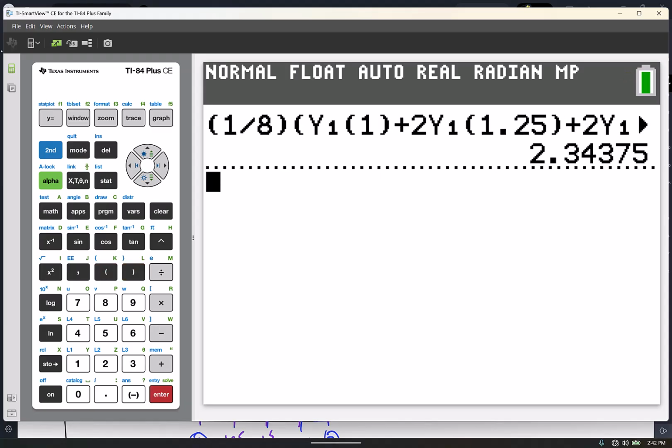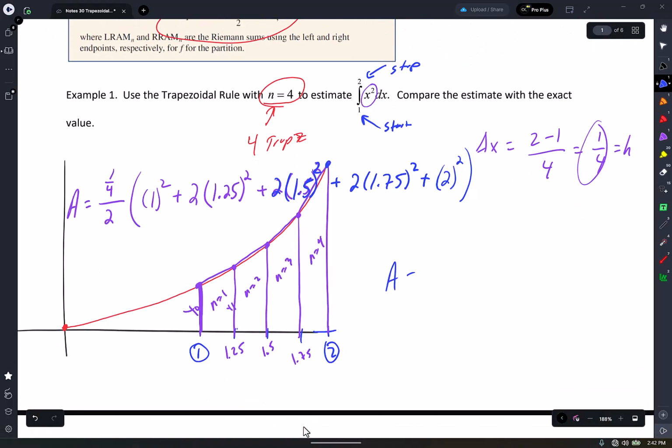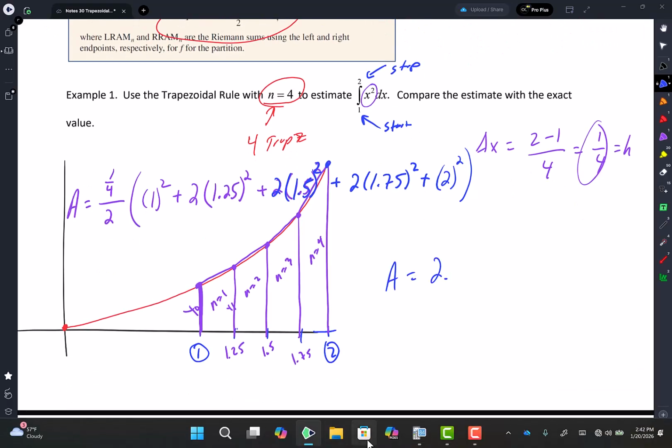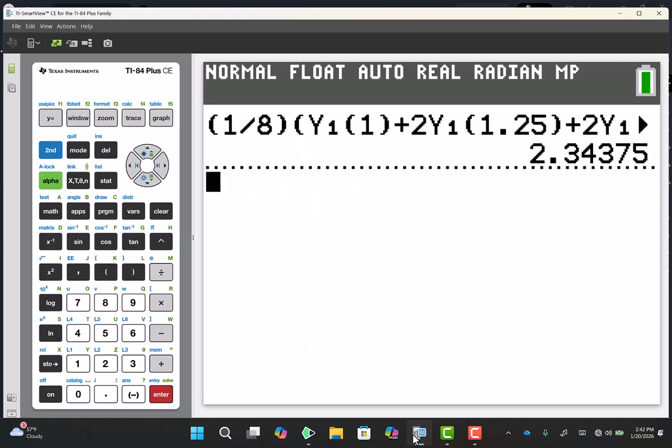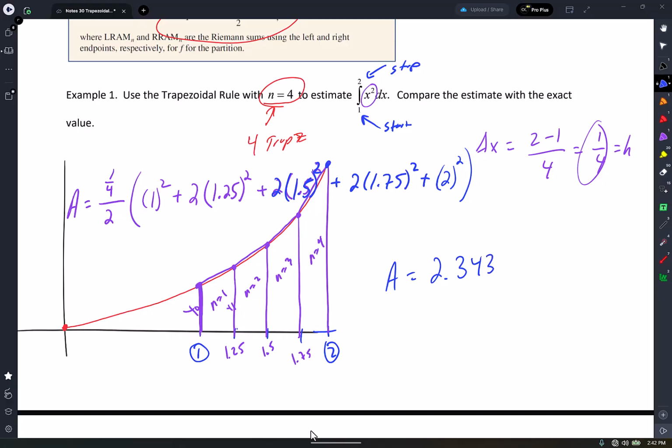And there it is. That's my answer, guys. Hey, stop yawning, guys. Area equals 2.34375. Are you not entertained? 2.34375. All I did was this, guys.